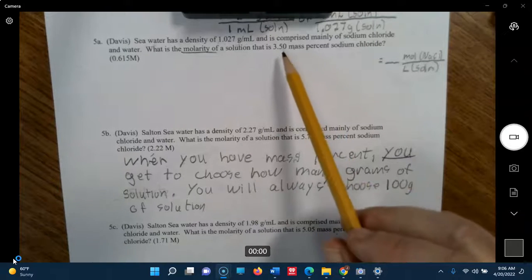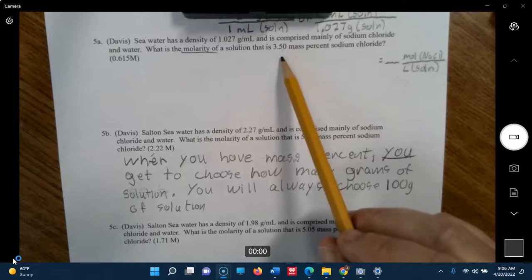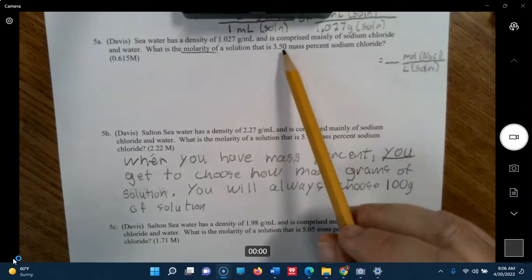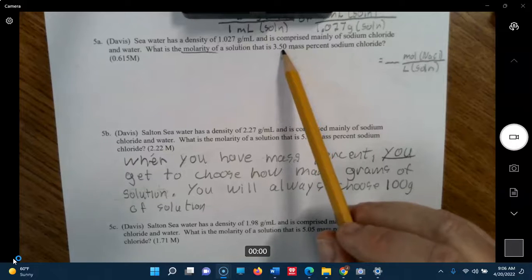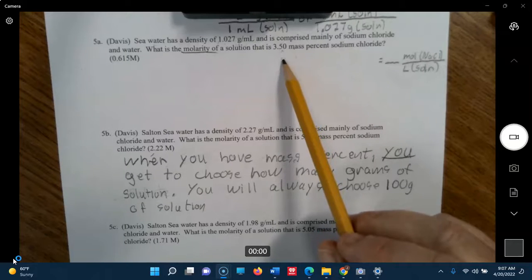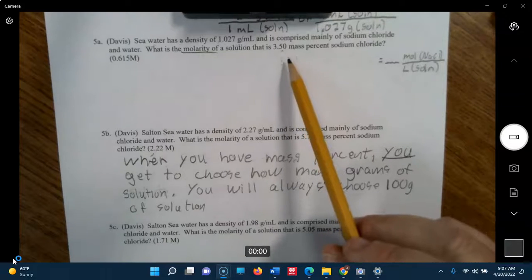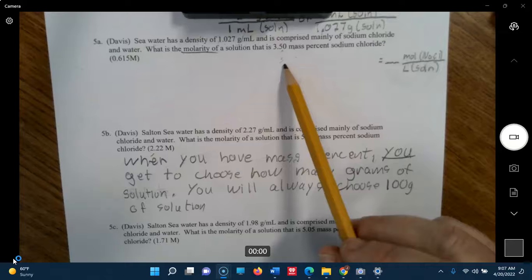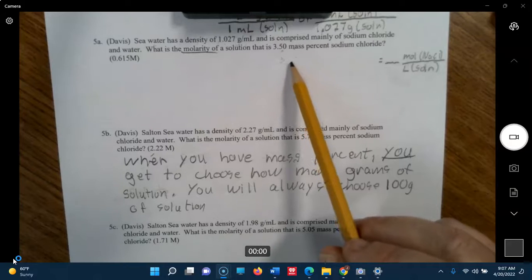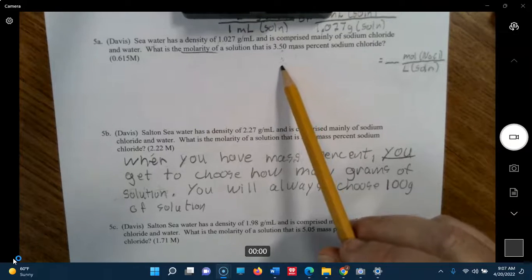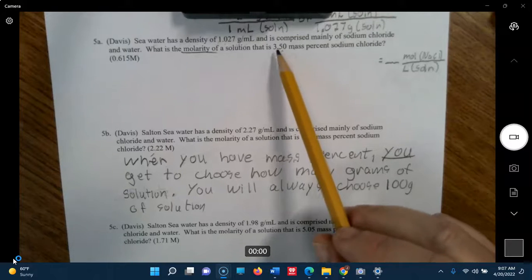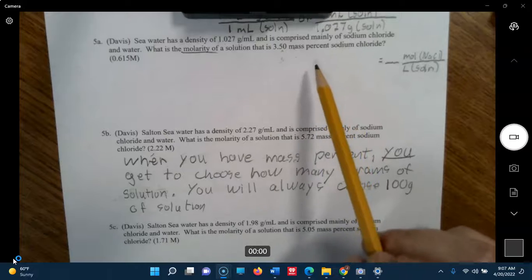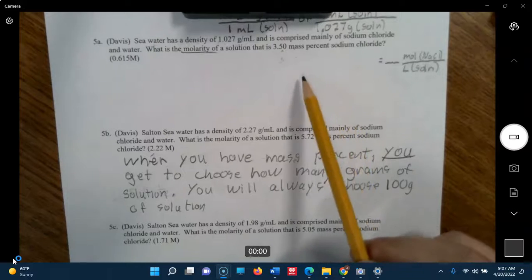So let me give you some examples of mass percent. 3.5 grams of NaCl over 100 grams of solution. How about 35 grams of NaCl over 1,000 grams of solution? That would be 3.5%. How about 350 grams of NaCl over 10,000 grams of solution? That would be 3.5%. So you're getting the idea. There's an infinite number of possible combinations of grams of solute over grams of solution that will give you 3.5 mass percent. So you get to choose, and what you're going to always choose is the 100.